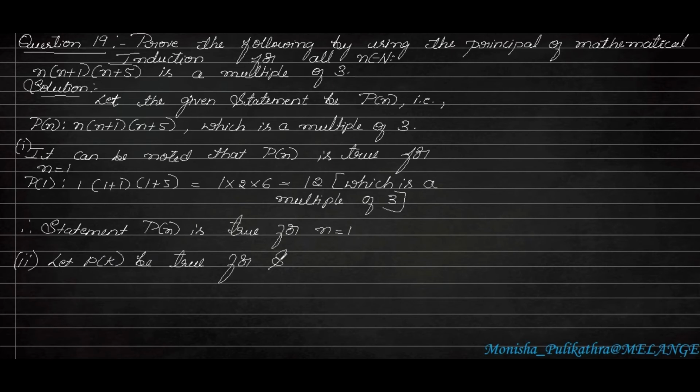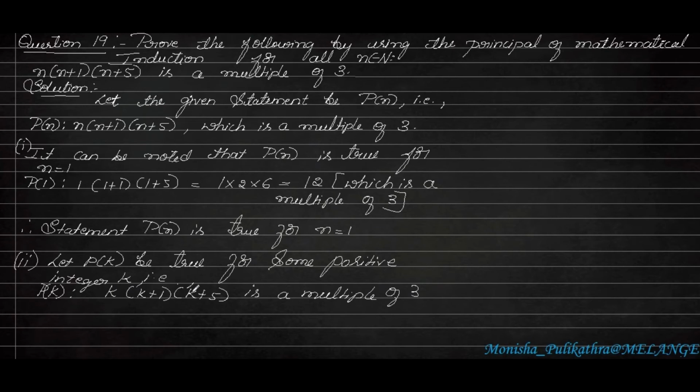In the same way, we have to do the second step, that is, let P of k be true for some positive integer k. So in the place of n, we have to substitute k. Just replace it with k. So P of k is k into k plus 1 into k plus 5, and this should be a multiple of 3.